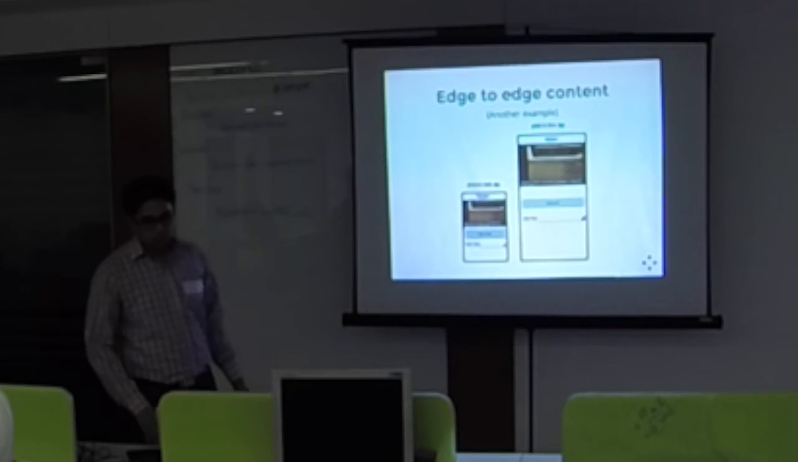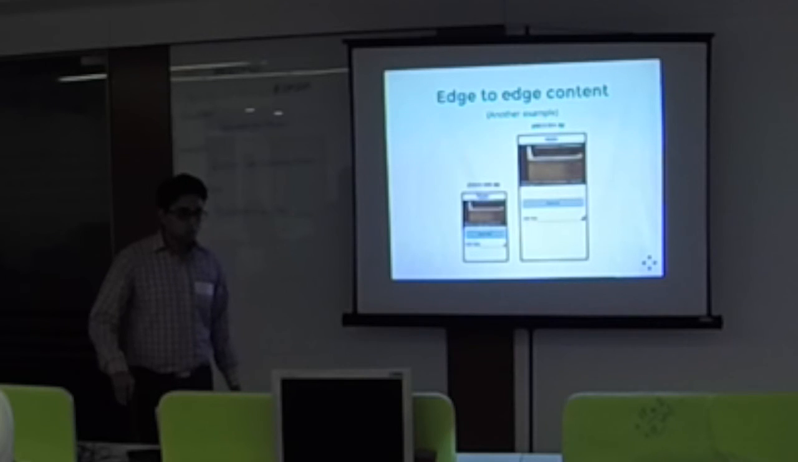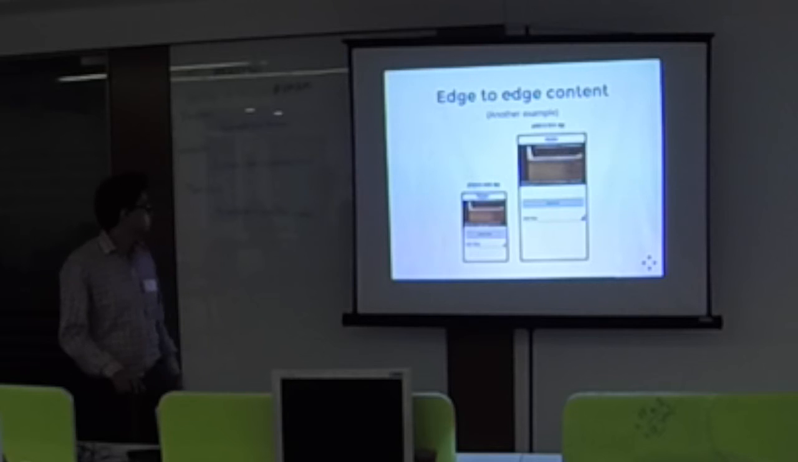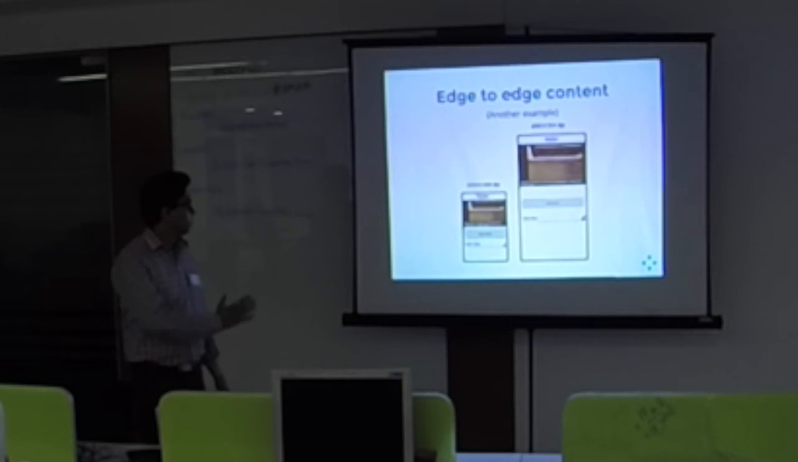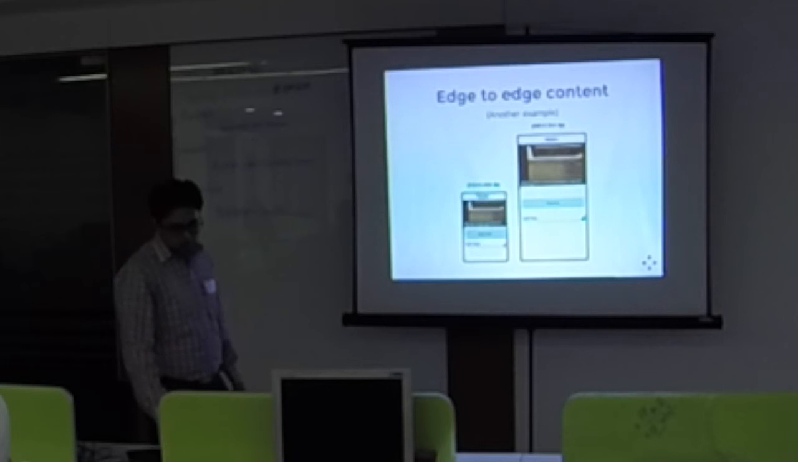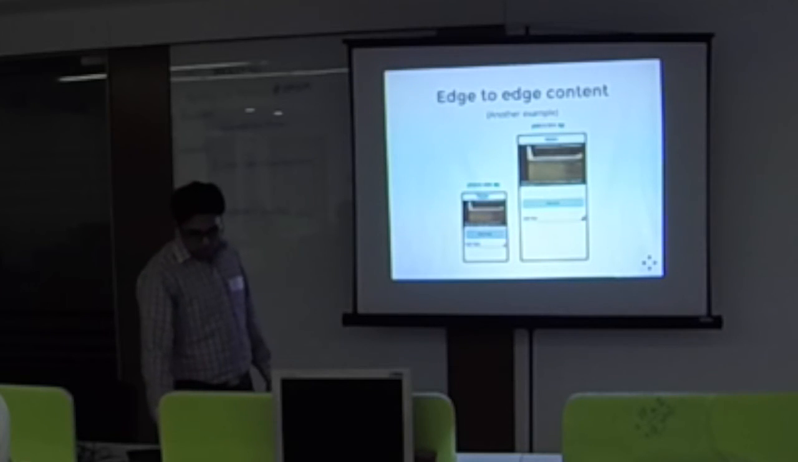Here is another example. There would be a scroll view in which we can put these items. So this is an interesting example. We can put images edge to edge for all the devices. We can put buttons edge to edge, we can put edit text edge to edge.